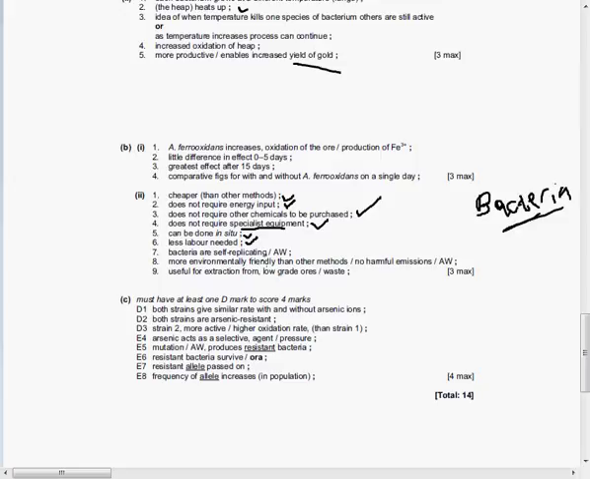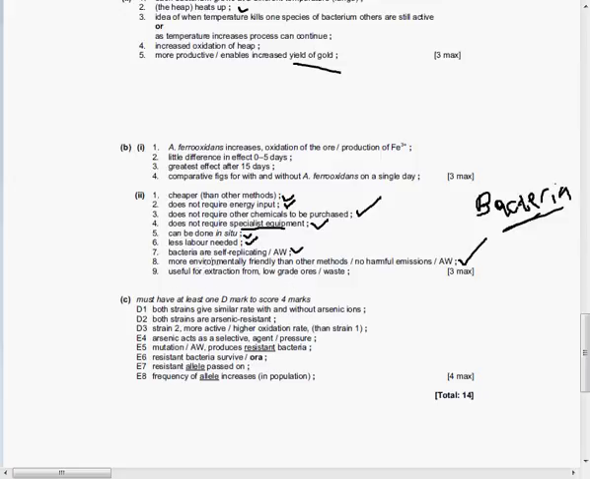Then self-replicating. Bacteria are self-replicating, so that's a good thing. I mean, the concentration increases. The chemicals used in electrolysis will never increase themselves, but these bacteria, since they are living organisms, they reproduce, so they are self-replicating. So sometimes we will have a lot of bacteria, and so it becomes even cheaper. And then environmentally friendly compared to other methods. No harmful emission. This is also understood.